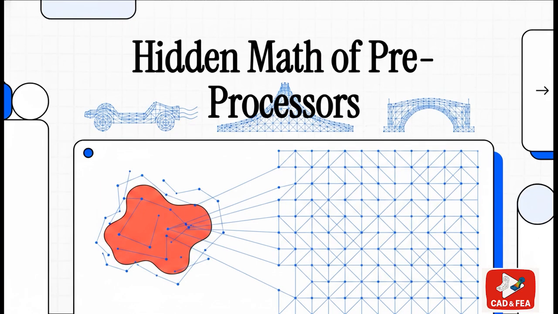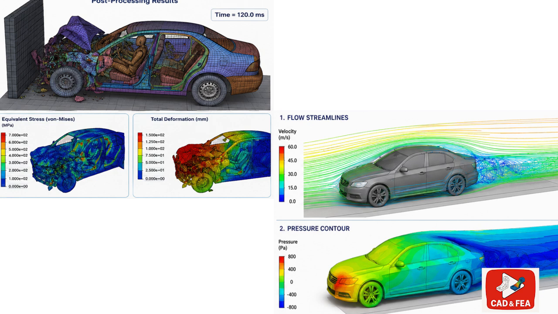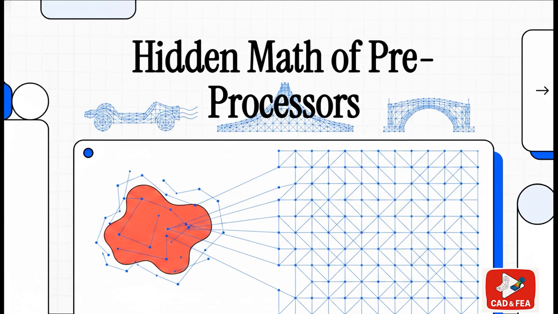Welcome to this explainer. If you've ever looked at a beautifully complex engineering simulation, maybe a car crash test or an aerodynamic wind tunnel model, you're actually looking at the end result of some absolutely incredible hidden math. Because before a single physics equation is ever calculated, we somehow have to turn messy real-world reality into perfectly ordered mathematical grids. So today, we're exploring the invisible algorithms that power finite element preprocessors. These are really the unsung heroes that make modern engineering simulation even possible.